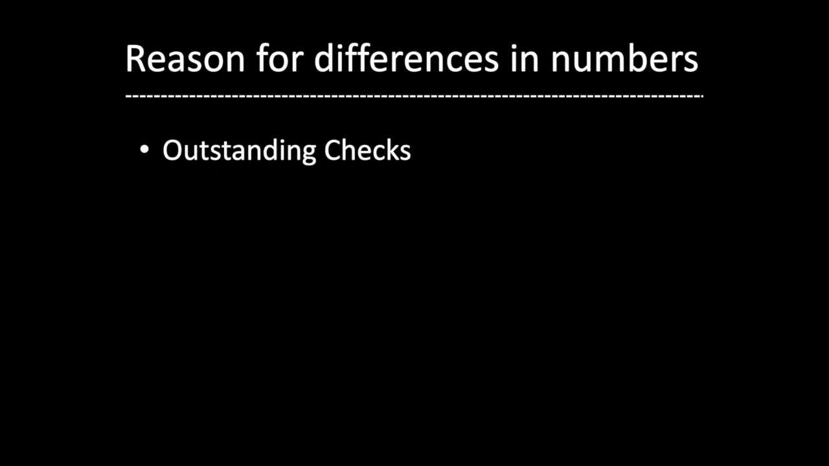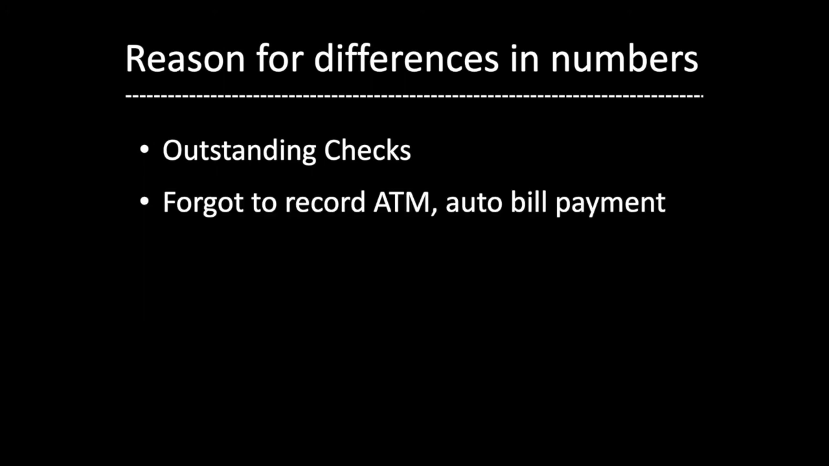Until it gets back to the bank and is paid to the payee by the bank, it is considered an outstanding check. You may have forgotten to record an ATM or an automatic bill payment. Maybe you went to the ATM in a hurry, took out some money, and just forgot to record it. The automatic bill payments are easy to forget to record in your register.